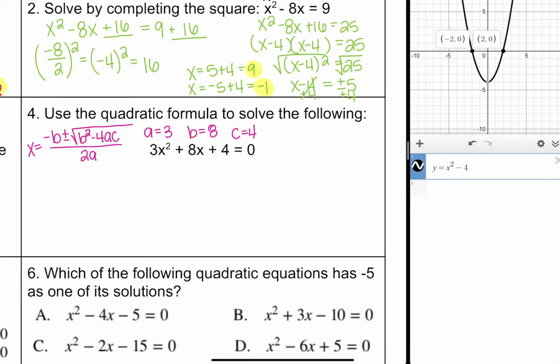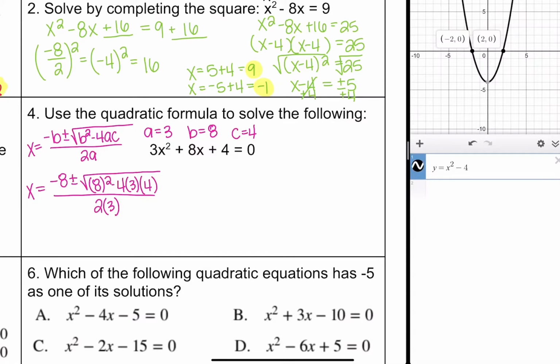So we're going to set up this formula. We're just plugging in the a, b, and c values that we just labeled. So negative b would be negative 8 plus or minus the square root of b squared, so 8 squared minus 4 times a times c. And then we're going to divide all of that by 2 times the a value.